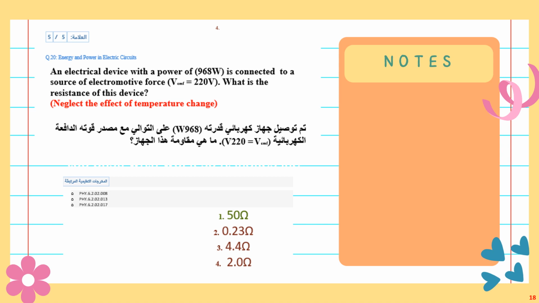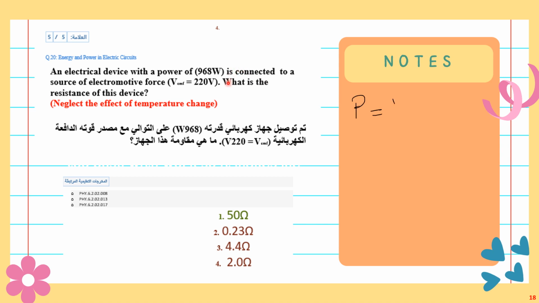We continue with the next question. An electric device with a power of 968 watt is connected to a source of electric force where V is equal to 120 volt. So what's the resistance? You have the power and the voltage and are asking for the resistance.